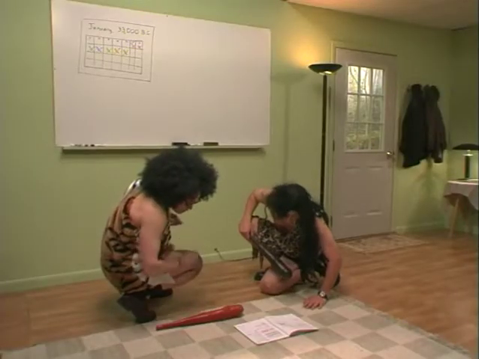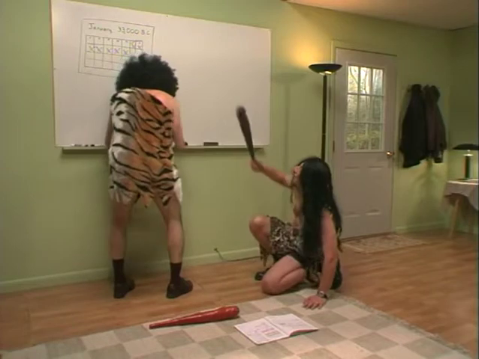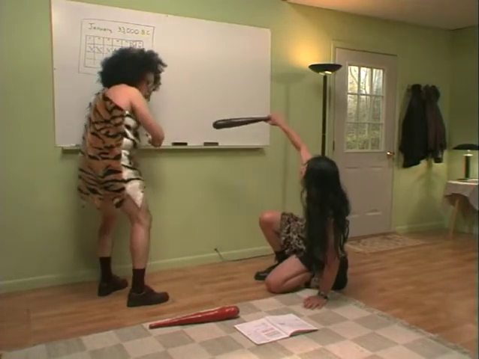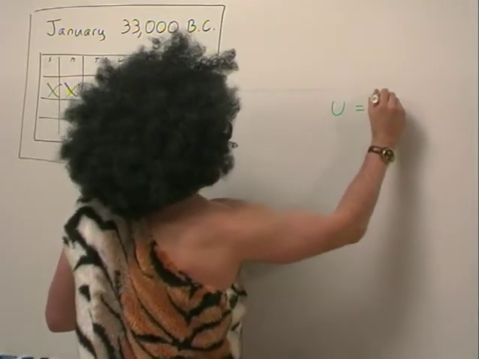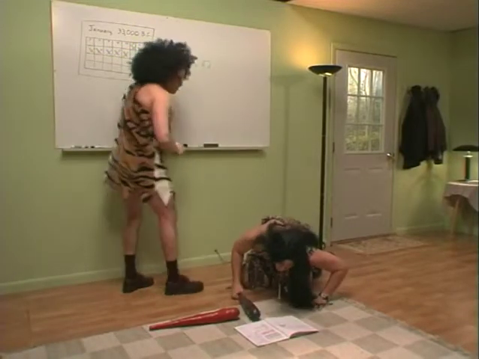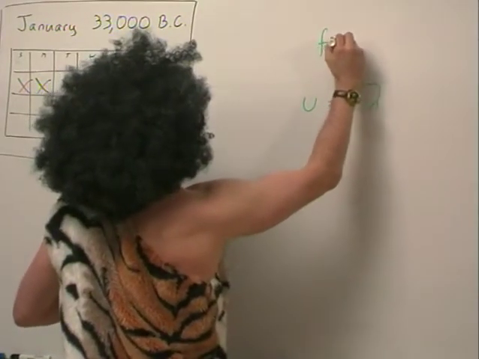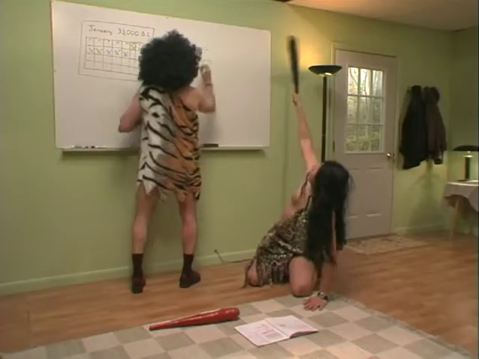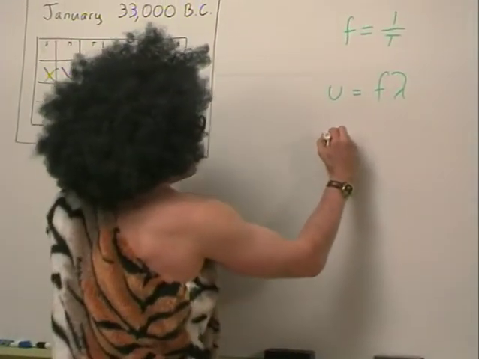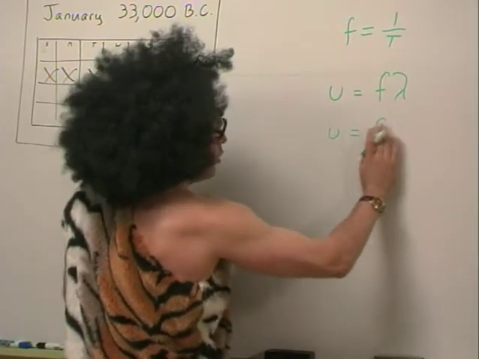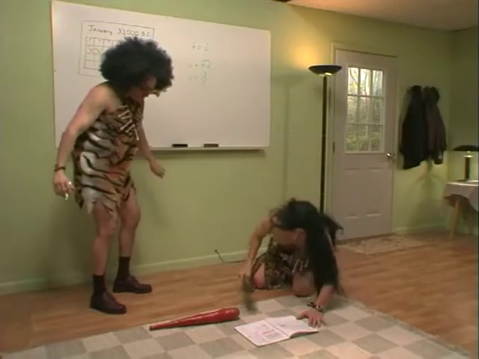2 seconds. Okay. We need formula. I put teeth here. Okay. V equals F lambda. We need period. F equals 1 over T. Substitution. V equals, no F, lambda over T.